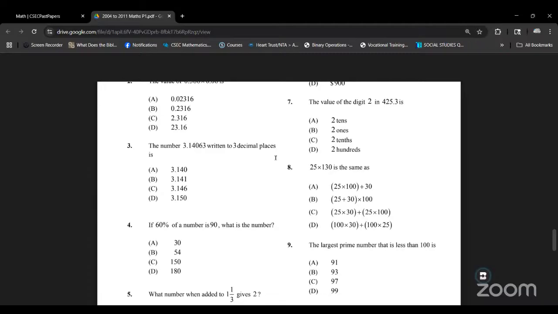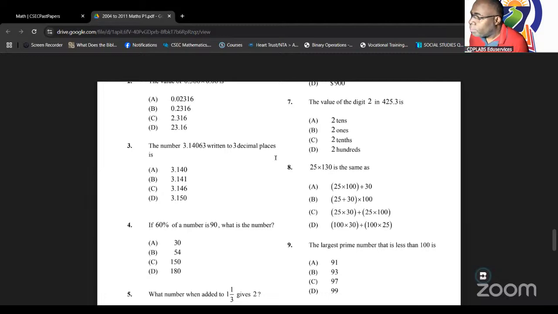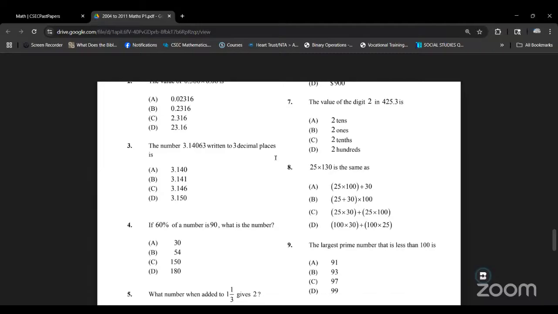So let me work out 25 times 130. No, use the same method of thinking. You don't need to work out anything. Use the same method of thinking. You will come up with the right answer. Trust me. So it could not be D either. So what's the answer then? C is the answer.